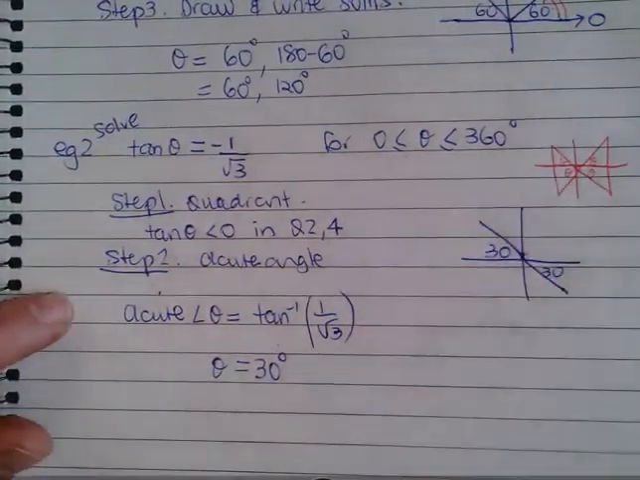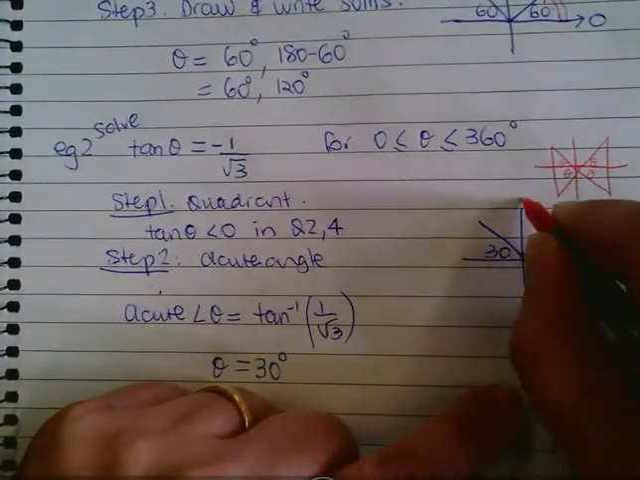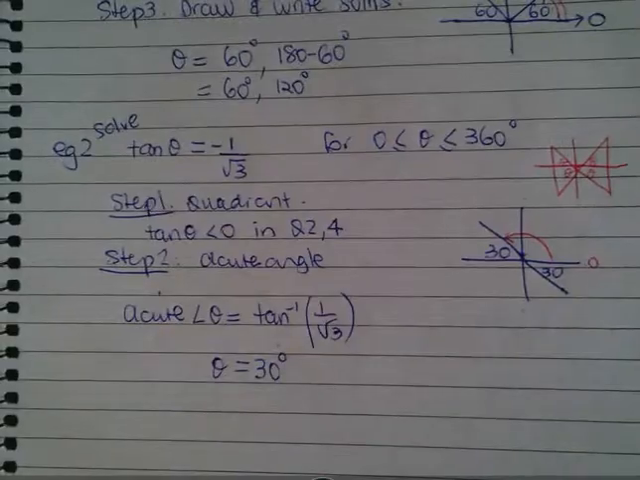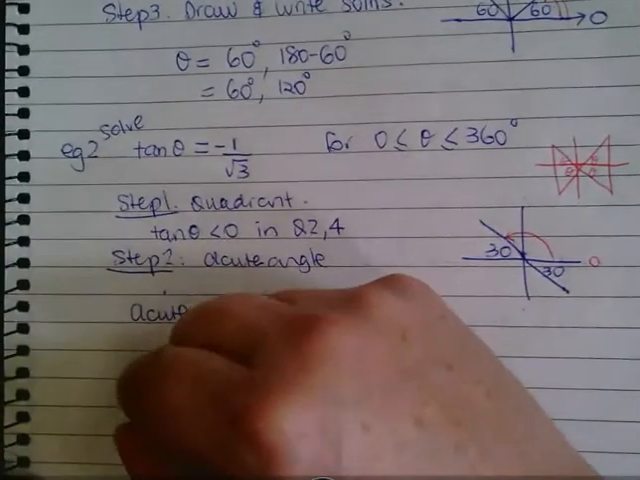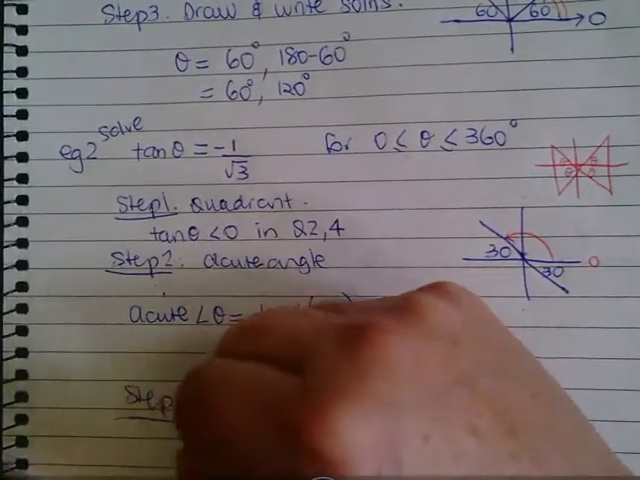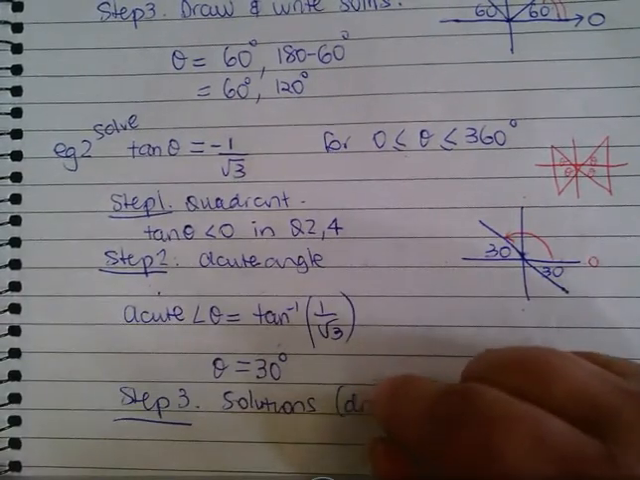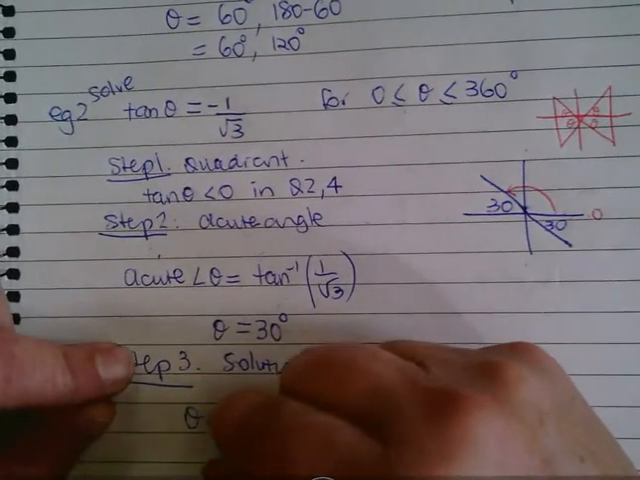So then you just, now my answers have to go from 0 to 360. 0, 90, 180, 270, 360. Where's my first answer? What's that? Good. So step 3 is to draw it and write the solutions. So my solutions and draw it. Always draw it, please, girls. It's so much easier.